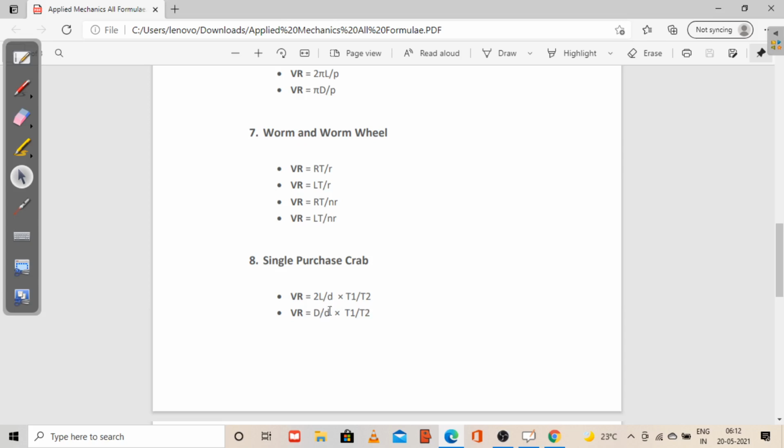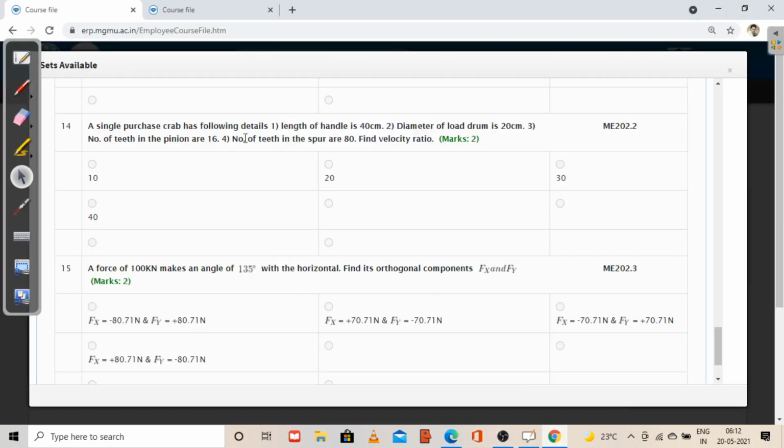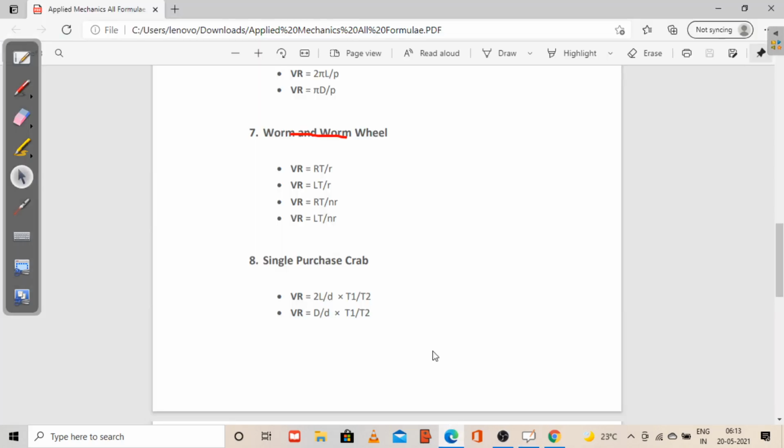Now the formula is d upon small d into T1 upon T2. First check whether the length of handle is given or the diameter is given. The length of handle is given. So take the first formula, 2L upon small d into T1 upon T2. Take this first formula, 2L upon small d into T1 upon T2.